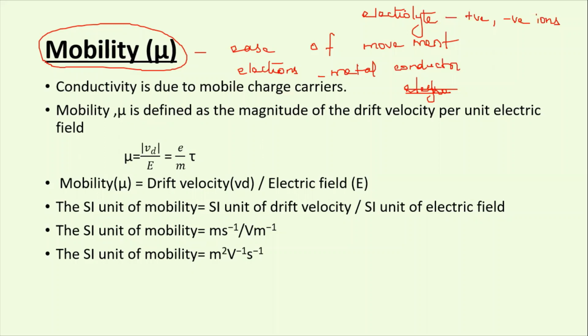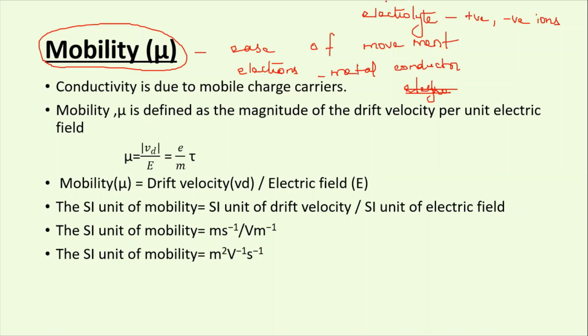Why do we need mobility? The faster it moves, the faster what will happen? Conduction will happen. So conductivity is basically due to mobile charge carriers. So the faster it moves, the more conductivity happens.